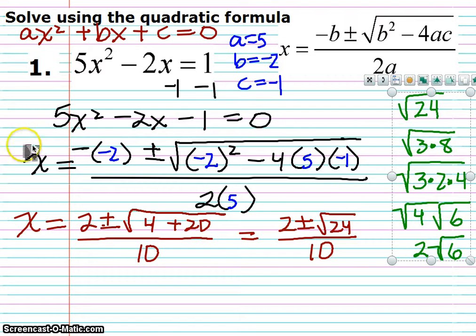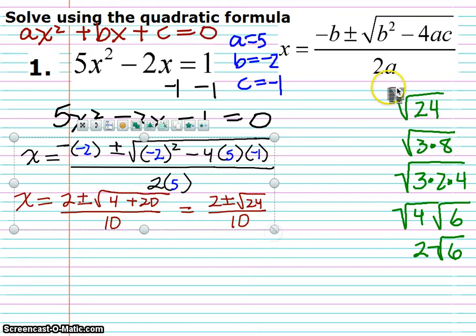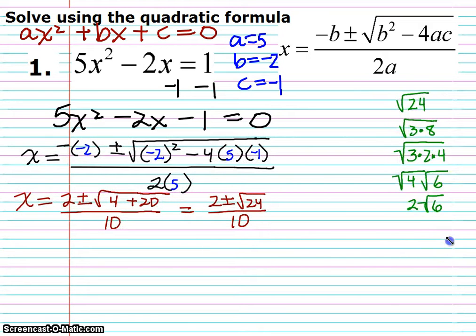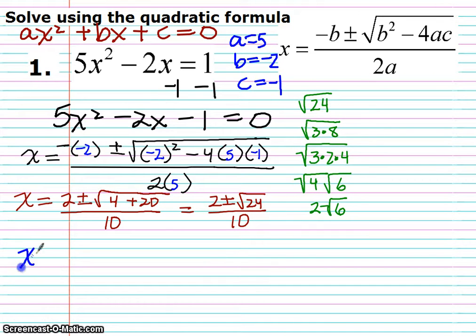So we're going to take this and kind of make it smaller. I'll need some more room. We'll take this, kind of get it out of my way also. And then let's write our new problem. So we have x equals 2 plus or minus the square root, 2 square root of 6 from our green writing over there, all over 10.